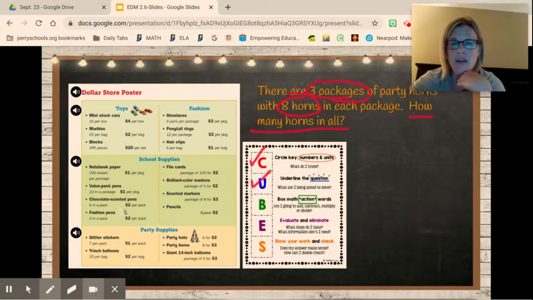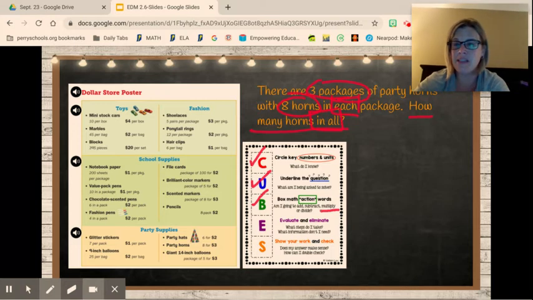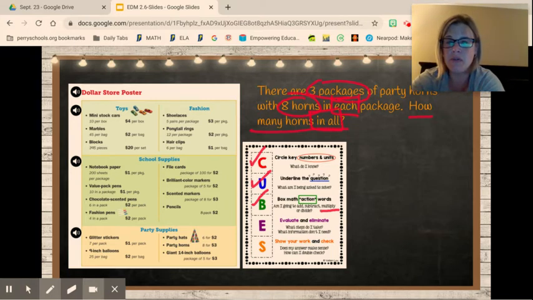Then I'm going to box in my math words, and I see the word each, and I see the word in all. Just like the last one, I have each and in all, so that tells me I'm going to multiply. So I know my number sentence needs to be a multiplication number sentence. Evaluating it, I'm going to look at what steps I need to do. So I'm going to reread it starting from the beginning. It says that there are 3 packages. So I'm going to draw my 3 boxes.